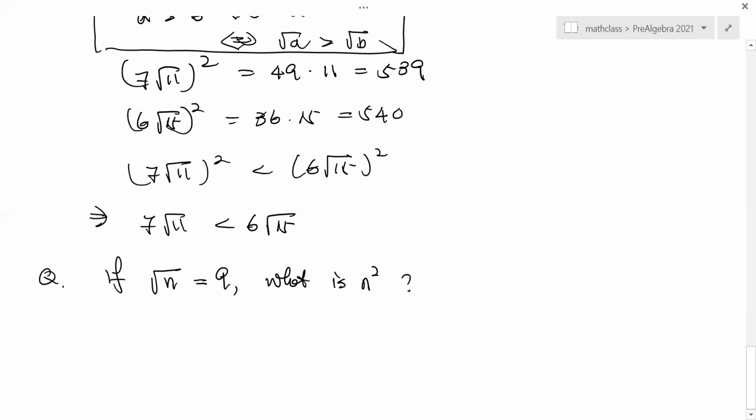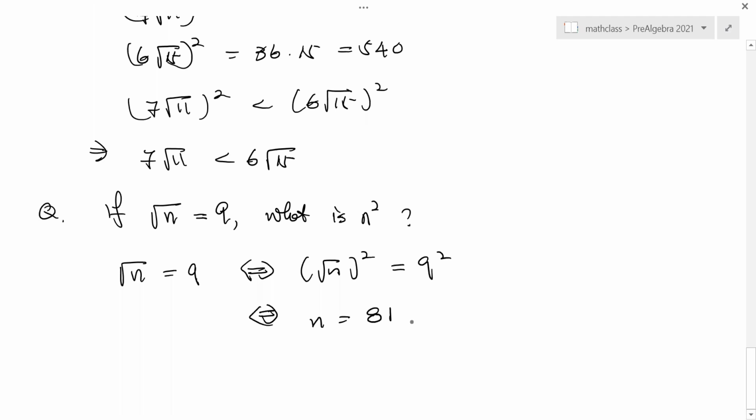So the square root of n equals 9 if and only if, what do you do? You square both sides, so if and only if n equals 81, that implies n squared is 81 squared. That is the correct answer. So the first two students gave me the wrong answer. So you have to write down and do the computation.